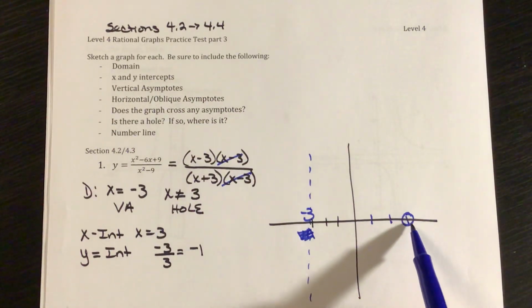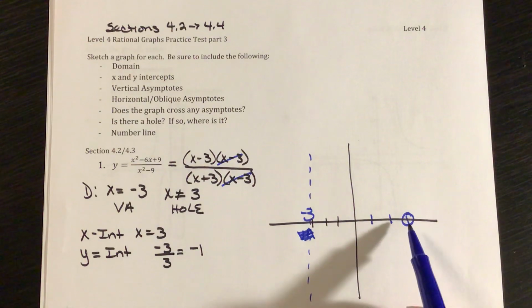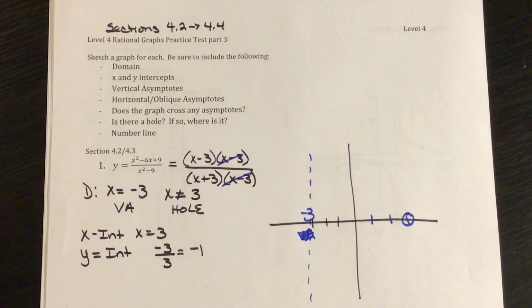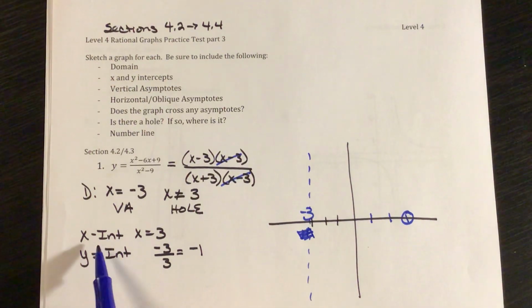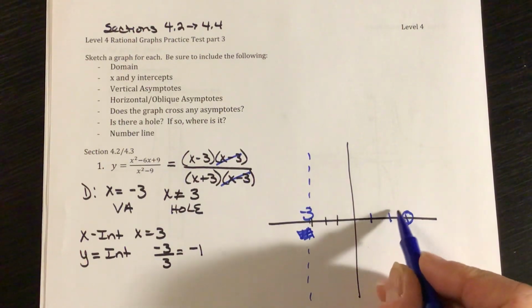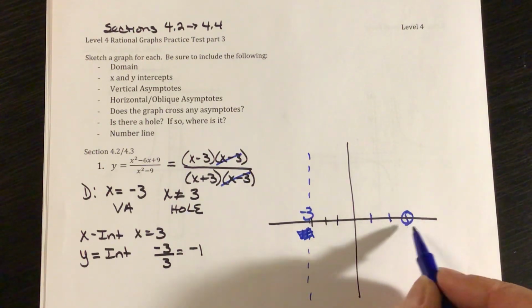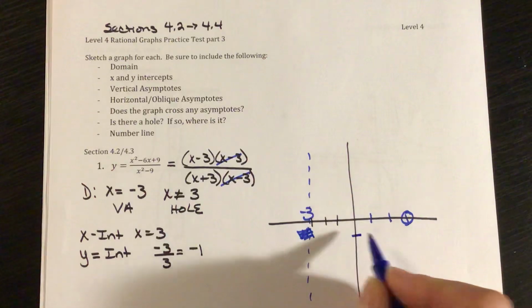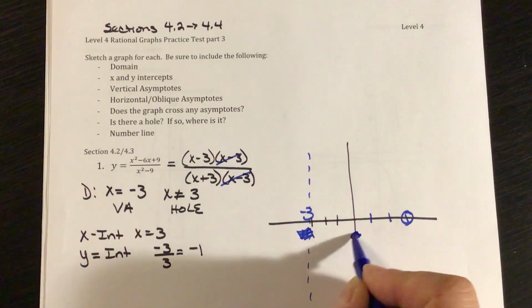It may not be at the x-axis. It could be anywhere that the graph crosses at 3. I'm just going to put it there for right now, just to make sure I don't forget it. I know I have an x-intercept at 3, whoops, but that's where my hole is, so most likely that will be where our graph crosses the x-axis, and we do have a y-intercept at -1.